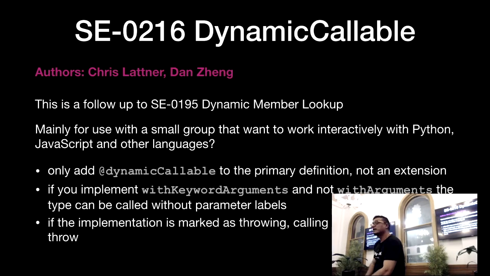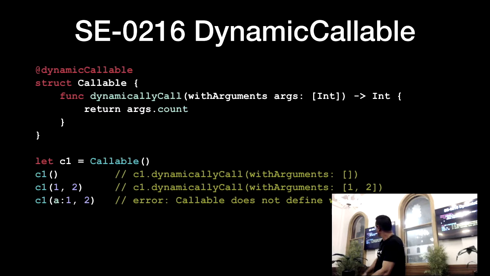So now you have dynamic callable. You can call a function dynamically, which is, again, for interoperating with Python. All you need to do is have a function called dynamically call. And you can have two options, which is with arguments or with keyword arguments. With arguments is not named parameters, and with keyword arguments is KeyValuePairs.